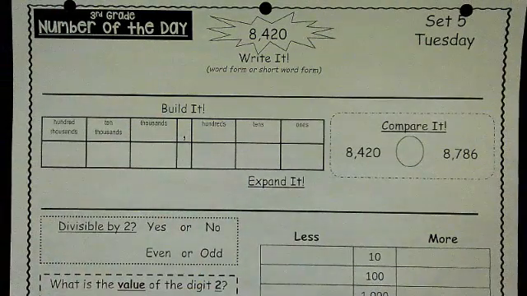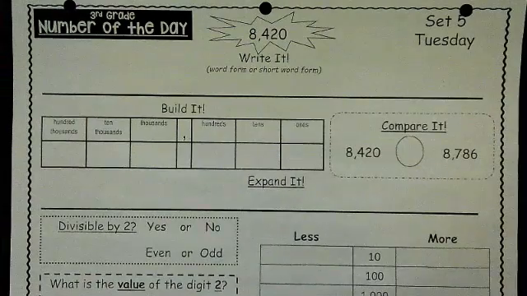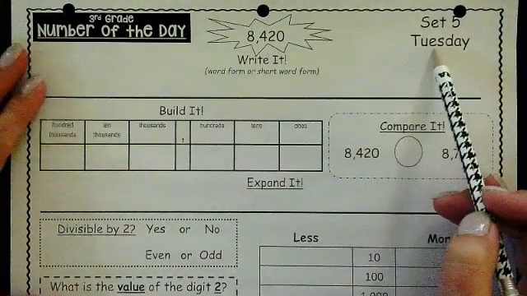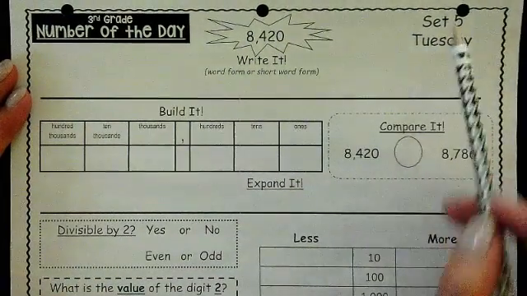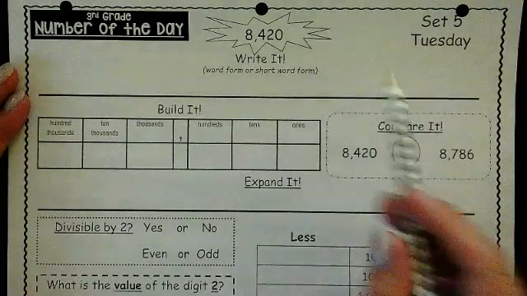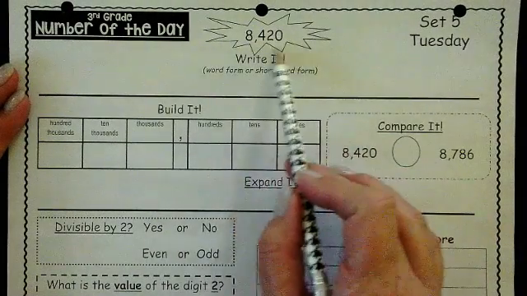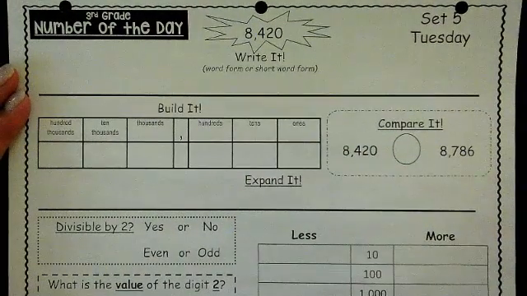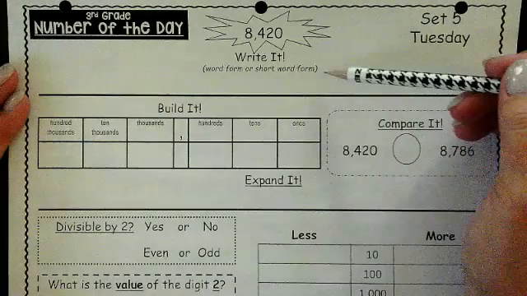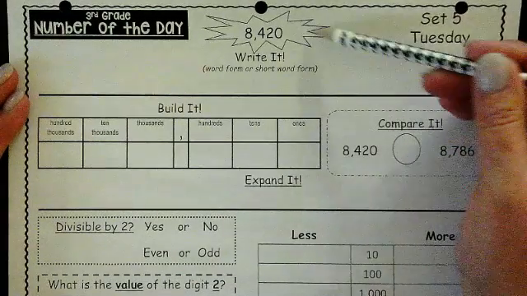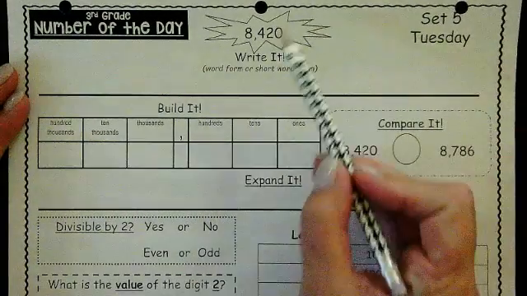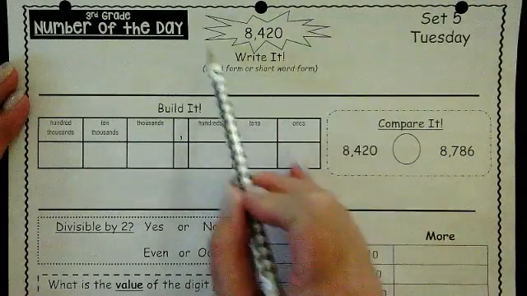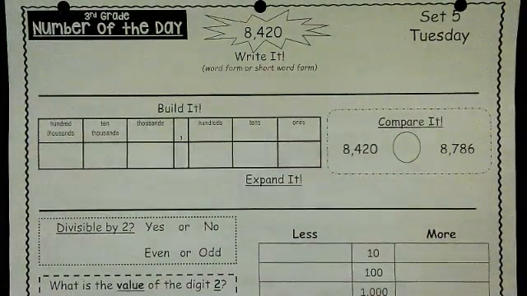Hi everybody, this is the second example of how to do number of the day. This is for Tuesday. Remember, I'm on set 5 and you are on set 6, so our numbers are not the same. The first thing that your page is going to ask you to do is to write your number in word form. Remember, your number is found at the top in this firework kind of box.